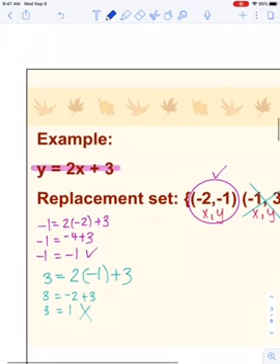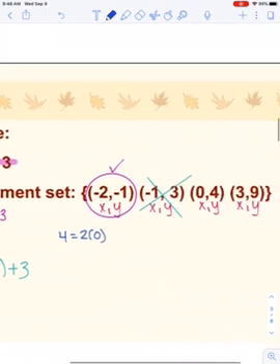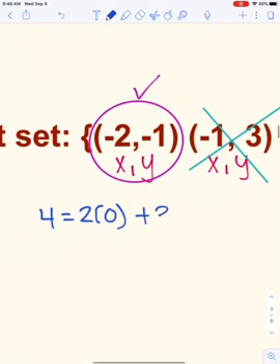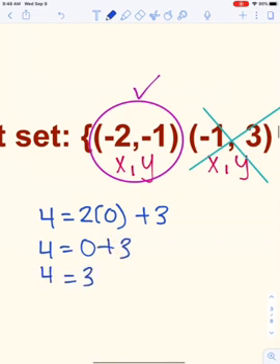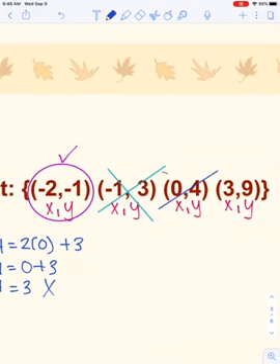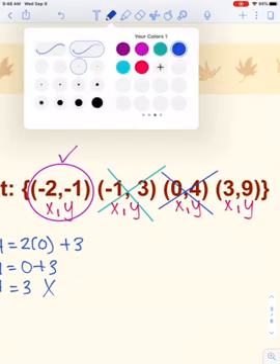So 0, 4 is the next point. So y equals, so 4 equals 2 times my x, which is 0, plus 3. 2 times 0 is 0. 0 plus 3 is 3. Does 4 equal 3? No. So that point doesn't work either.